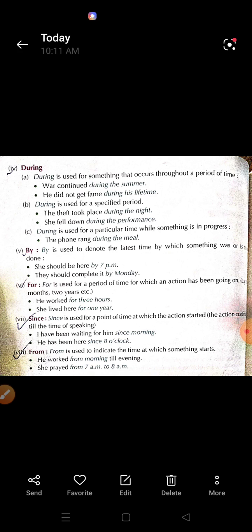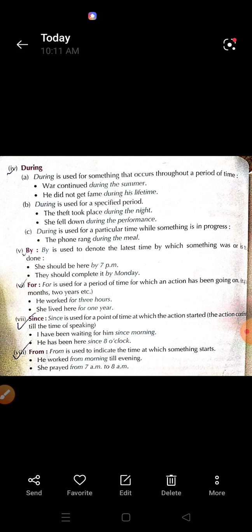Okay, for is used for a period of time for which an action has been going on. For example, it talks about a period of time like 2 years, 3 hours, 1 year, this way. Period of time means like for 2 hours, for 3 years. He worked for 3 hours. She lived here for 1 year.